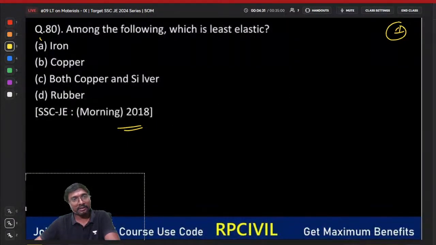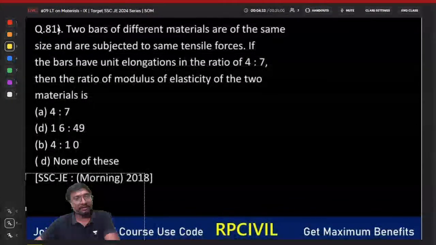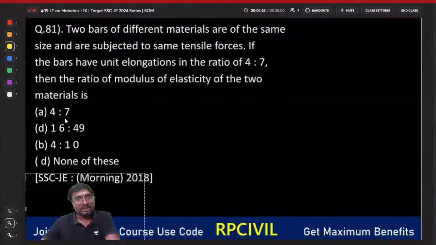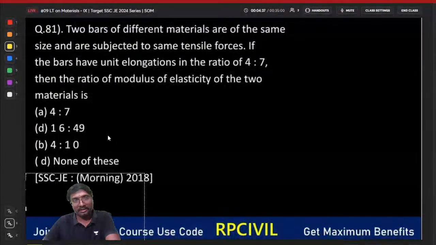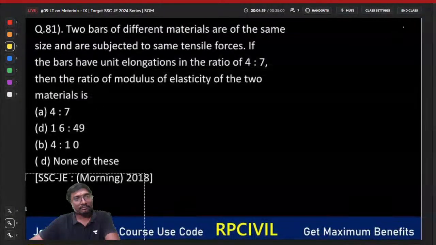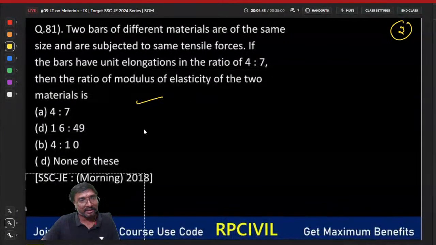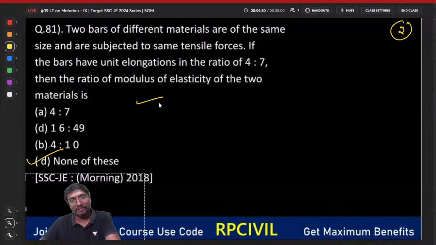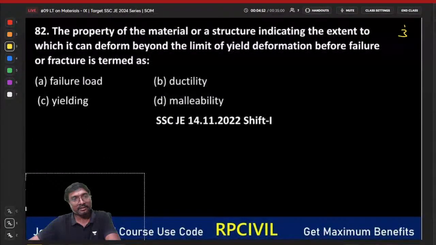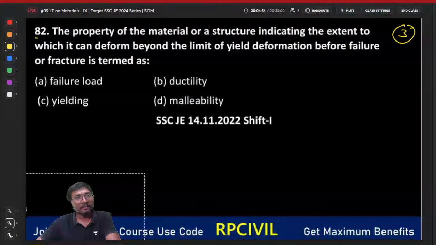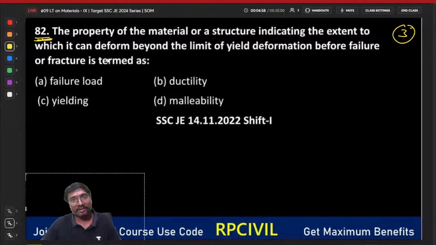Okay, this is done. This one is done. I think this is not done. Is it done? This is also done. Then the ratio of modulus of elasticity. None of the above is the answer, na? Yes, 7:4. This is not done, right? 7:4, yes.